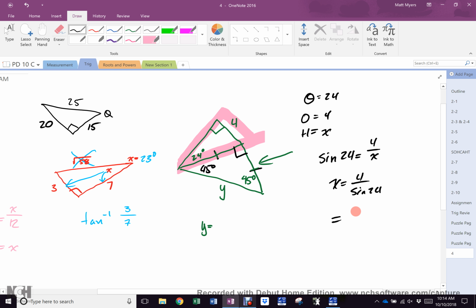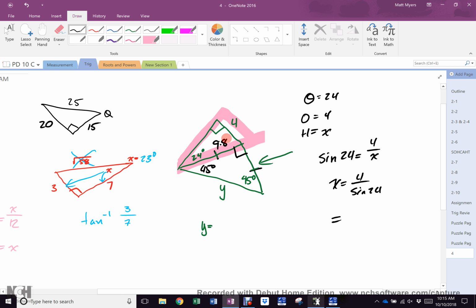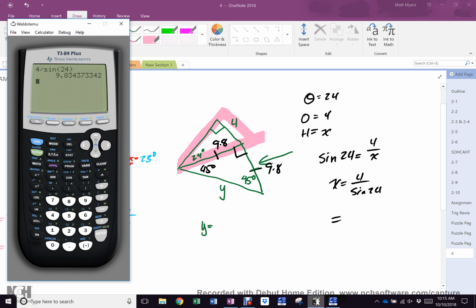Now I'm going to need that answer again, aren't I? So I go to my calculator and I get it. 4 divided by sine 24, because I have a forward calculator. There is my answer. On my paper, what should I write down? Just so I have something. I should write 9.8, right? And 9.8. But to get the best possible answer, should I not leave that on my calculator?